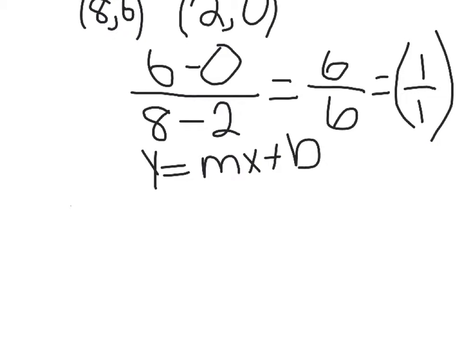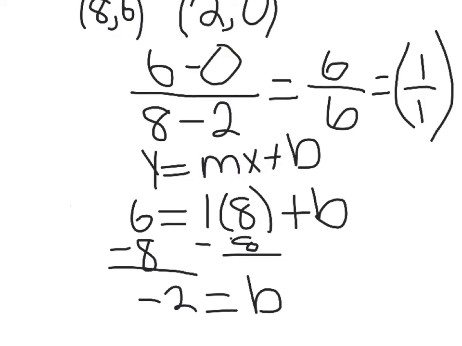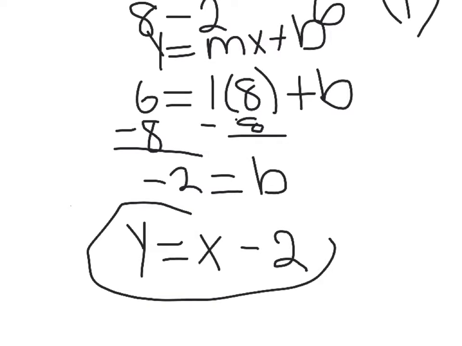So now you have to plug it into y equals mx plus b. So it's going to be 6 equals 1 times 8 plus b. And now we have to solve for b. And we subtract 8 from 6, which is negative 2. So b equals negative 2. And now all you have to do is y is equal to x minus 2. And that's your final answer.